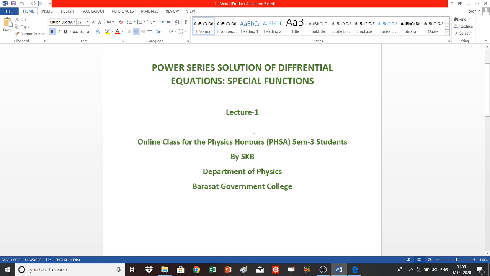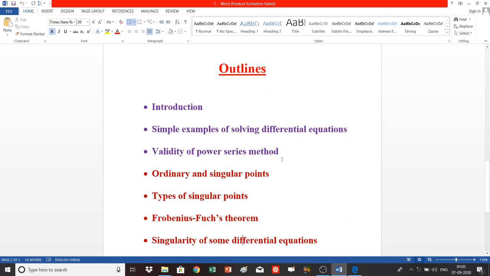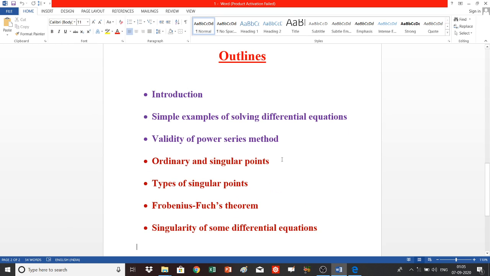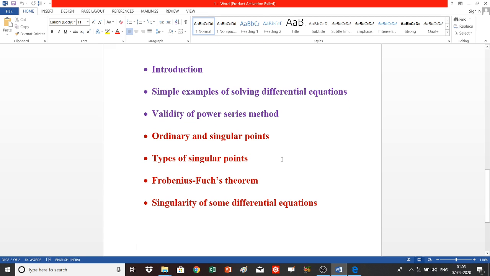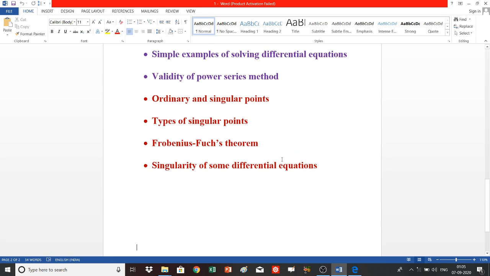In this lecture, the topics we will cover are given here. First, introduction, then simple examples of solving differential equations. After that, validity of the power series method, and then ordinary and singular points. There are two types of singular points, and we will discuss the types of singular points, then the Frobenius-Fuchs theorem, and finally testing the singularity points of some differential equations.